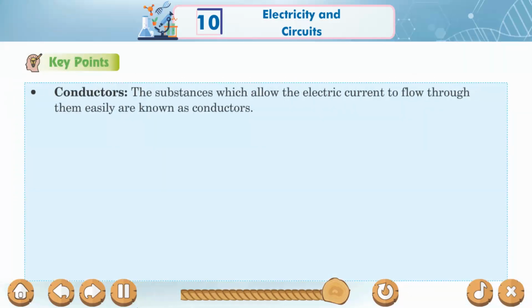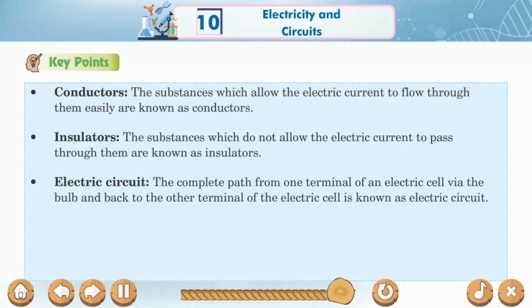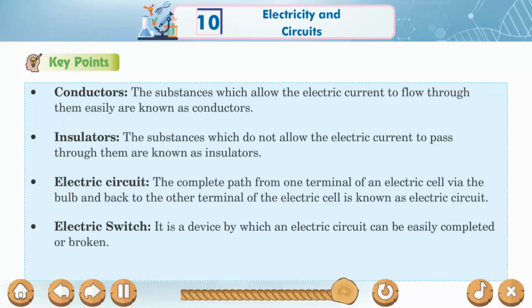Key points: conductors. The substances which allow the electric current to flow through them easily are known as conductors. Insulators. The substances which do not allow the electric current to pass through them are known as insulators. Electric circuit. The complete path from one terminal of an electric cell via the bulb and back to the other terminal of the electric cell is known as an electric circuit. Electric switch. It is a device by which an electric circuit can be easily completed or broken.